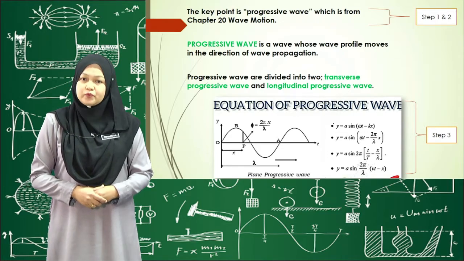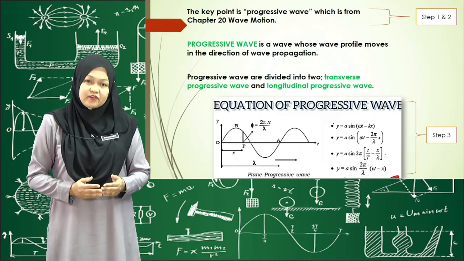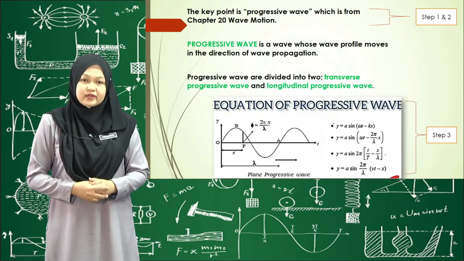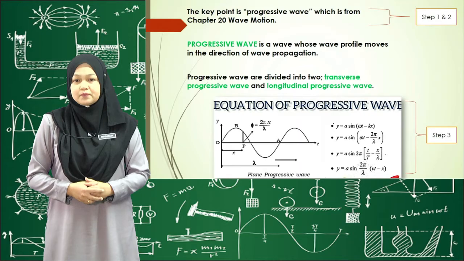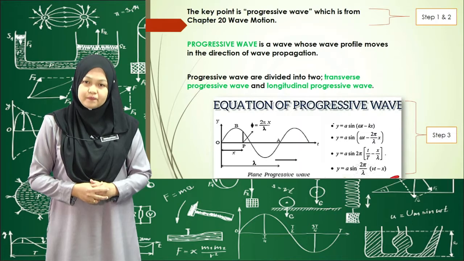Progressive wave is a wave whose wave profile moves in the direction of wave propagation. Progressive waves are divided into two, which are transverse progressive wave and longitudinal progressive wave. As you can see, the figure shows a plane progressive wave.